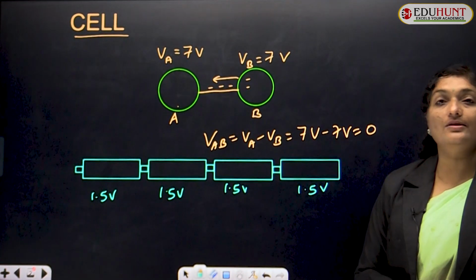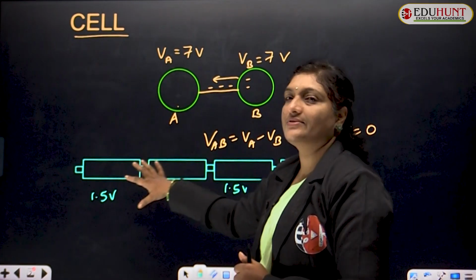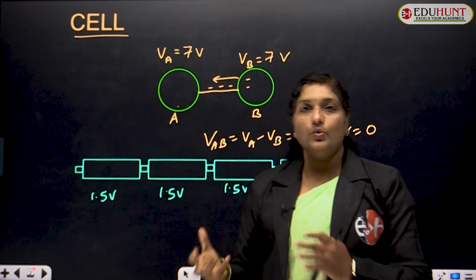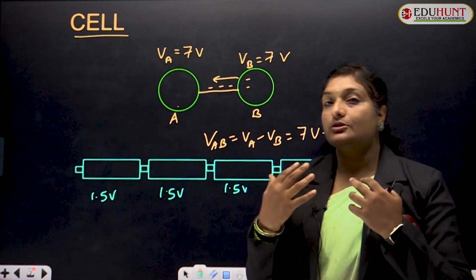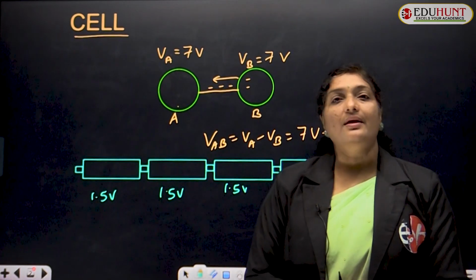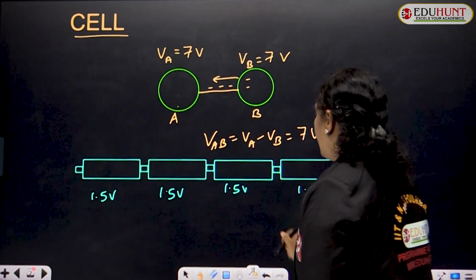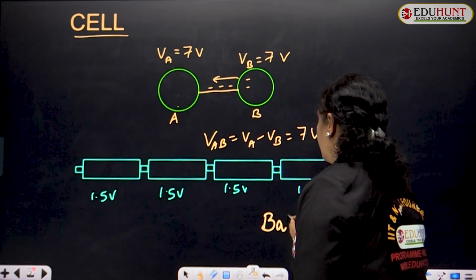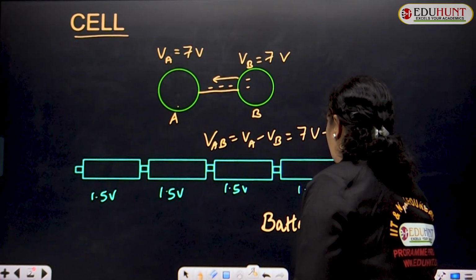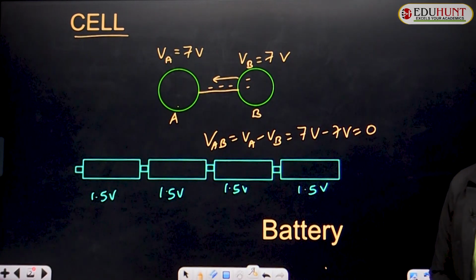So this is called a combination of cells. Okay. So the combination of cells, it can be two or more than two cells combined together to give a larger potential difference, is named as your battery. What is it called, children? Battery. Number of cells combined together. So this is called your battery.